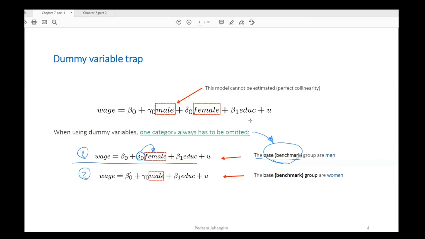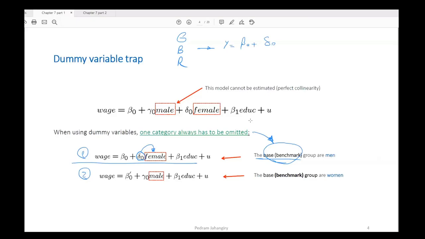So if I have three classes, let's go back to our green, black, red classes. For this one, I need to have three dummy variables. So let's do this: Y is equal to beta zero plus delta zero.